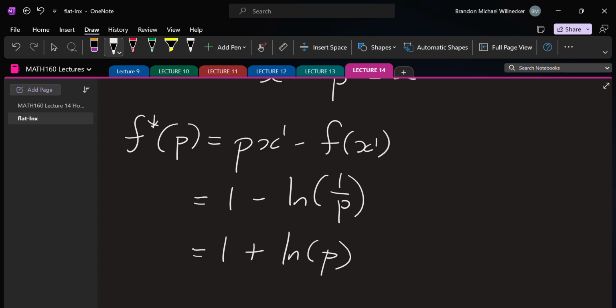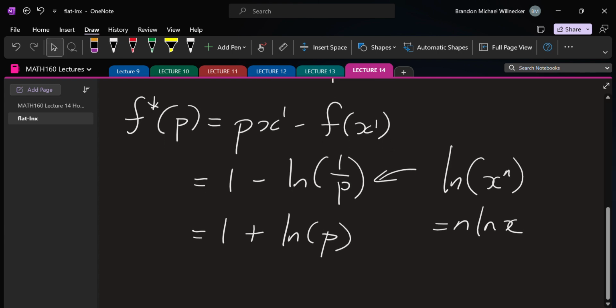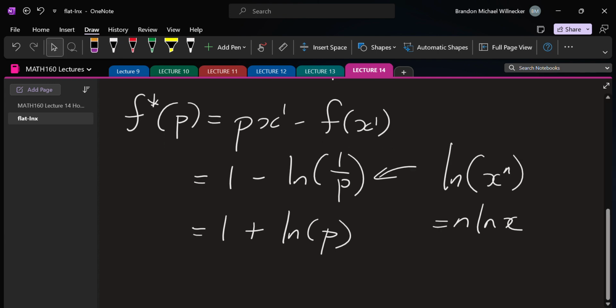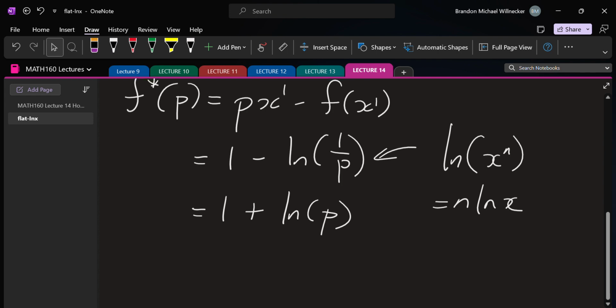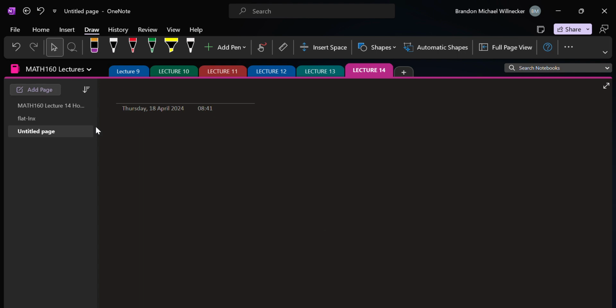Okay, who got this correct from the homework? Okay, good. Nice. Yes. So I just used the log rules. So the log of x to the n is n log x. So here you can think of it as p to the minus 1. I just took the minus out. Not necessary, but it saves a bit on the simplification.